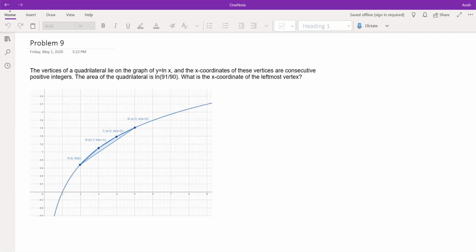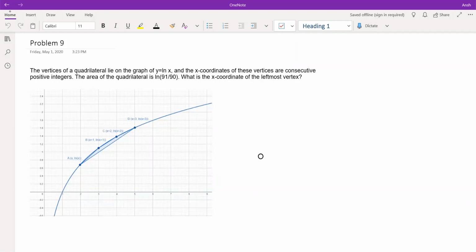The vertices of a quadrilateral lie on the graph of y equals ln x. So ln is the natural log of x. If you need some clarifications on this, it's on handout 0, which is also on our website. So it also tells us that the x-coordinates of the 4 vertices are consecutive positive integers.